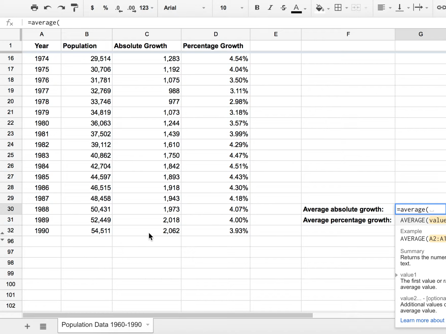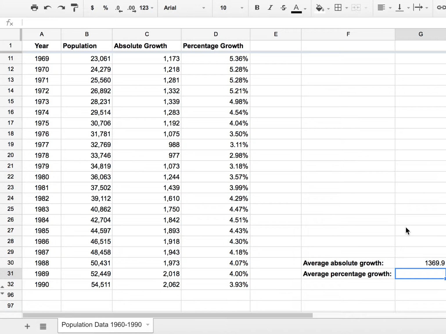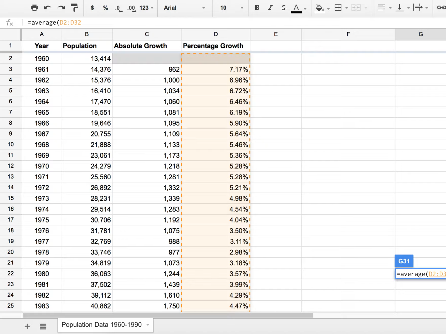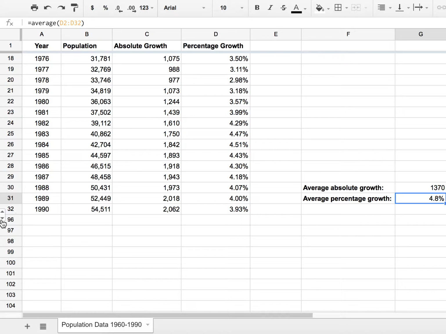I just typed in equals average, selected all of the absolute growths from the past 30 years, and that's what I got, 1,370 people roughly. I can do the same thing for percentage growth. On average, in the average year, what percentage did the population grow by? And I could find it right there. If I want to adjust the rounding on that, I can just decrease the number of decimal places. And now we have sort of a report of the average year between 1960 and 1990 in Andorra.